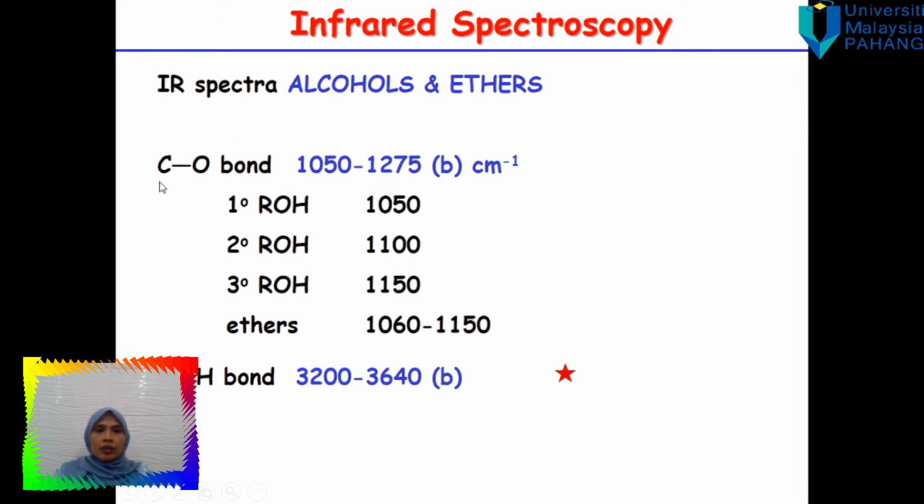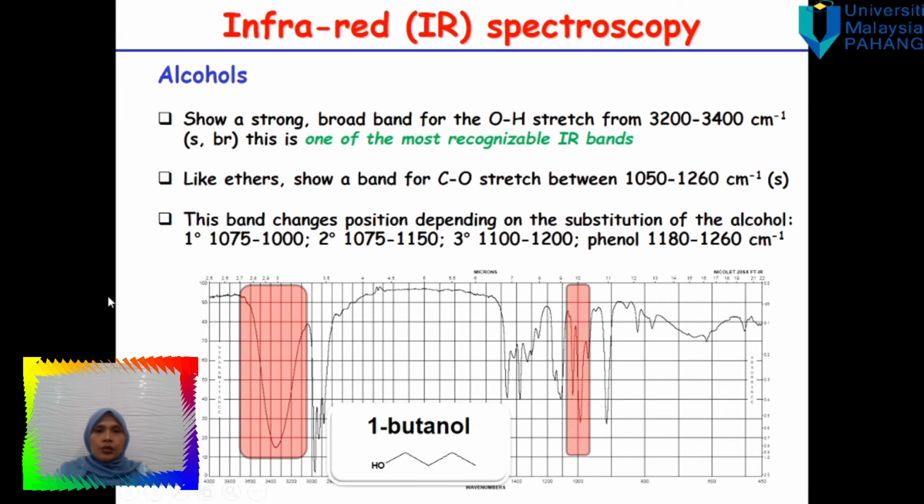Alcohol and ether contain a C-O bond, which falls in 1050 to 1260, and O-H is 3200 to 3600 with a broad band. We can differentiate it from C-H sp, because C-H sp is strong, while this one is broad, although they fall in the same region. So alcohol is easily recognized by the broad band and the presence of C-O between 1050 and 1260.